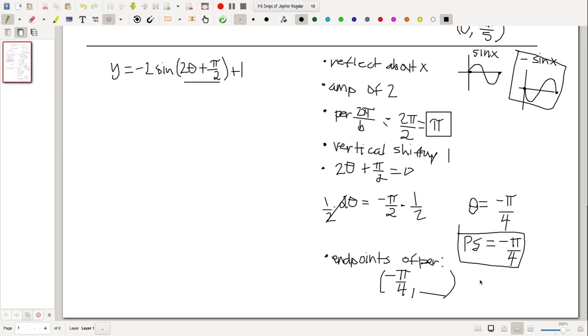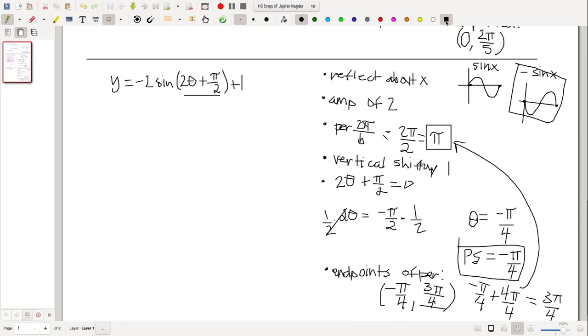So I'm going to take negative pi over 4, and I'm going to add 4 pi over 4. Now, the 4 pi over 4, remember, that's just pi, and that came from my period. And that gives me 3 pi over 4. So my period is going to start at negative pi over 4, end at 3 pi over 4, and that's a distance of pi, which is my period. Okay? So all of this information is going to help me as I start to graph it.